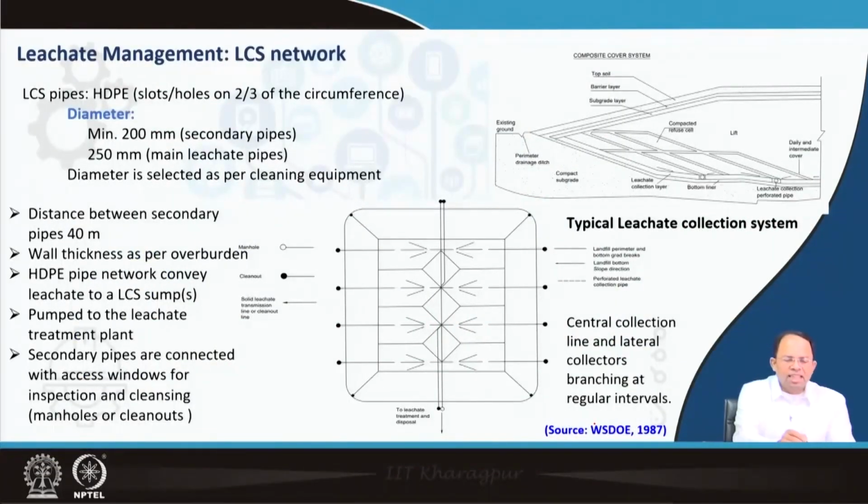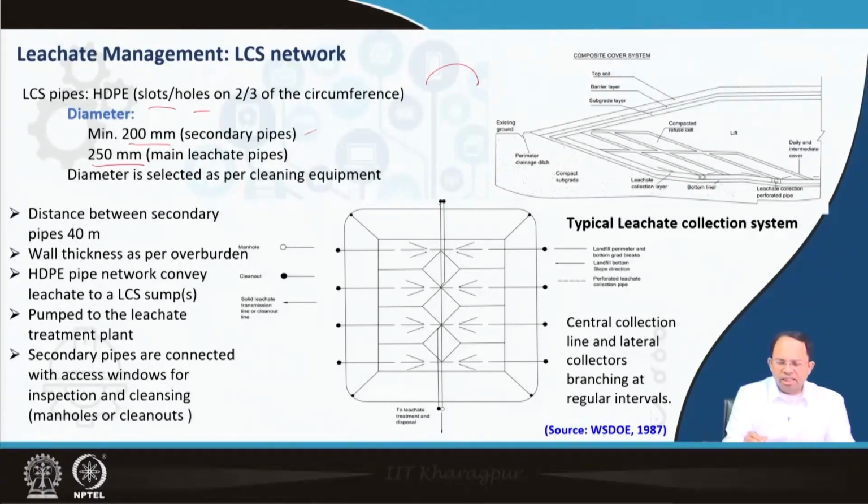Now LCS pipes are slotted pipes or pipes with holes, and two-thirds of the circumference of the pipes will have these holes, which will allow the leachate to come inside. Diameter of the pipe minimum is 200 millimeter. This is particularly for secondary pipes, whereas the main pipe is around 250 millimeter.